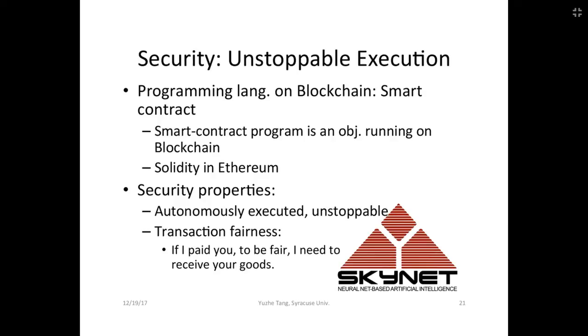The third security property is unstoppable execution. Here I have to talk about a new sort of programming interface exposed by blockchain. Previously, I talked about blockchain as a storage engine. It supports this send transaction API. But the latest version of blockchain, especially Ethereum, supports some programming interface. And this programming interface is called smart contract. Basically, a smart contract is a program that can be executed in the blockchain. In Ethereum, the language is called Solidity.